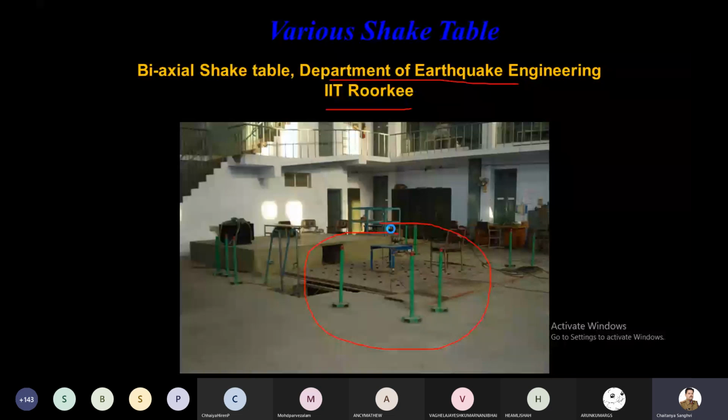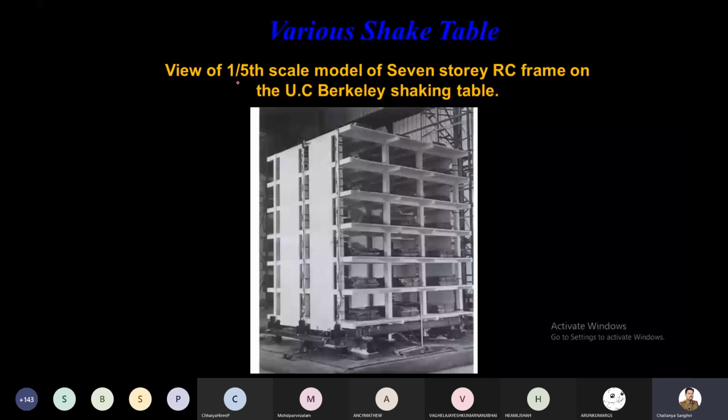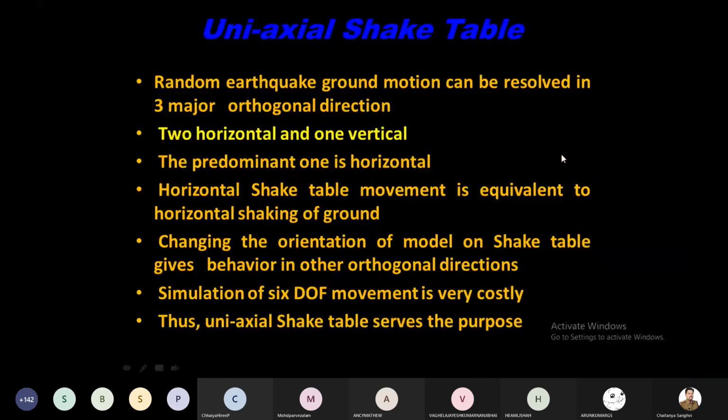Now you can see here the view of a 1/5 scale model of a 7-story RC frame building. 1/5 scale model, right? So you can imagine which type of structure they are testing. Now the question will arise. There is a 6 degree of freedom, which means 3 translations in x, y, and z direction and 3 rotations. Now 6 degree of freedom will become very difficult to provide, and it will be very costly also.